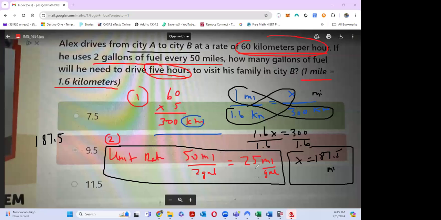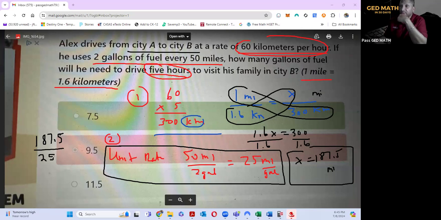So remember, we can drive 25 miles for every gallon. So we're going to divide that by 25. And what is 187 divided by 25? Can somebody do that in the calculator? 7.5. So our answer is right there.